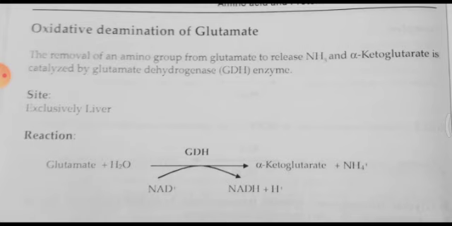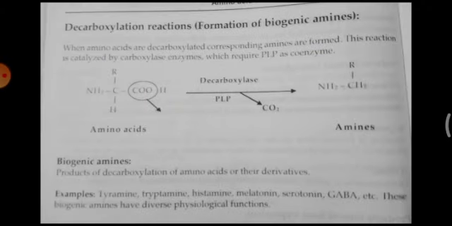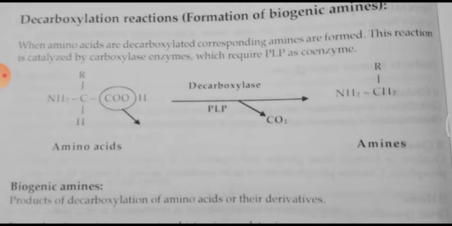Transamination over, deamination over. Next one is decarboxylation. In this you can see amino acid means containing the COOH group and the NH2 group, amino and acid group. When amino acids are decarboxylated, corresponding amines are formed. This reaction is catalyzed by the decarboxylase enzyme, which requires PLP as coenzyme. So in this depiction, you can see NH2CCOOH. That means this is a general representation of amino acid, with R and H. So different types of amino acids have a basic amino group and a carboxyl group.